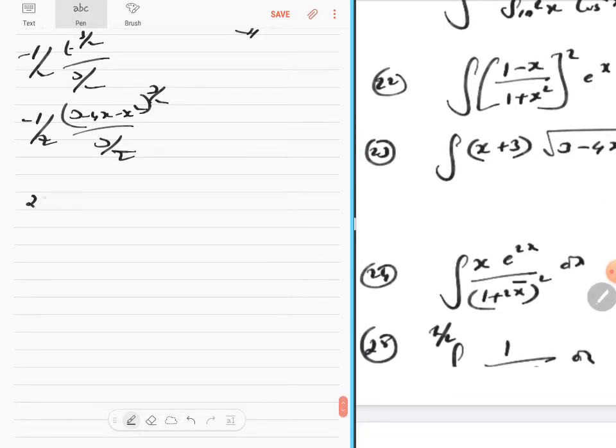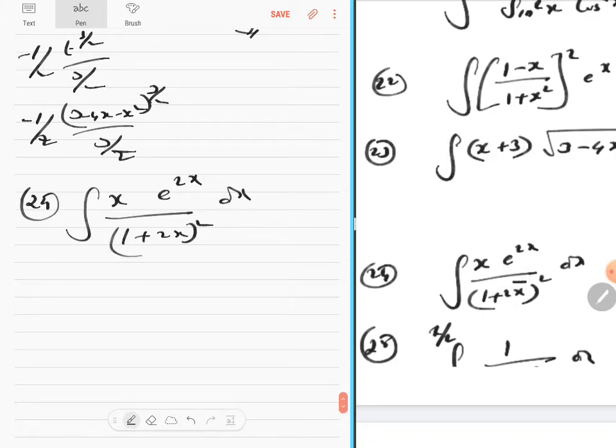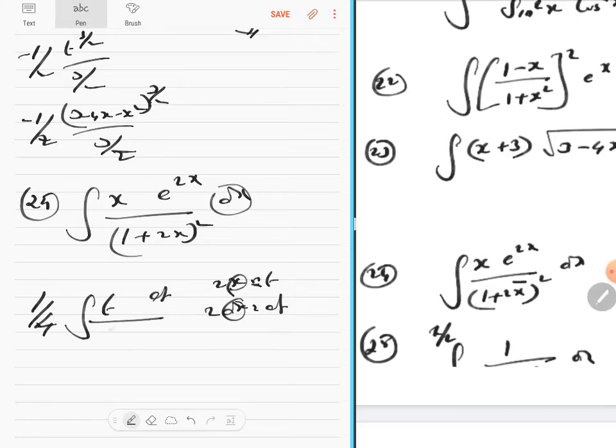The 24th question is the integral of x times e to the power 2x by (1 plus 2x) the whole square into dx. The moment I see this, I assume 2x as t. I can't assume 1 plus 2x as t because e to the power 2x is there. 2 dx becomes dt, so dx becomes dt by 2, and x becomes t by 2, over (1 plus t) the whole square.